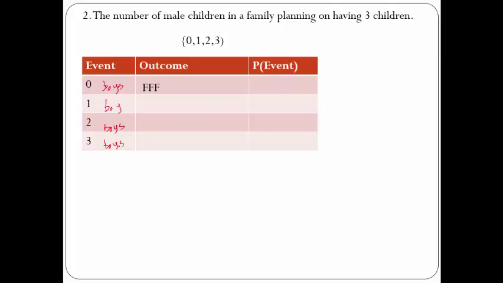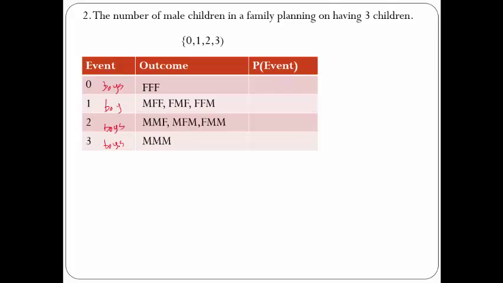If they have 1 boy, think about it. The oldest could be a boy, the middle could be a boy, or the last. So there's actually 3 ways to have 1 boy. 2 boys, they could have 2 boys and a girl. They could have a boy first and last, or they could have a boy second and third. So there's 3 ways to have 2 boys. And then in terms of having 3 boys, 1 way.